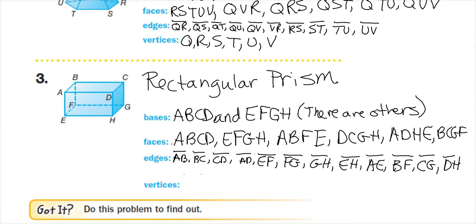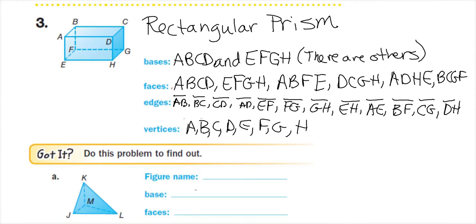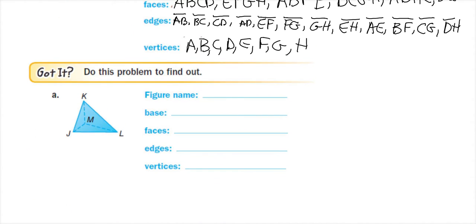And the vertices, again, are the easy part. It's just each letter. So we have A, B, C, D, E, F, G, H. Okay, go ahead and pause it and catch up if you need to. And let's go ahead and work on this one.